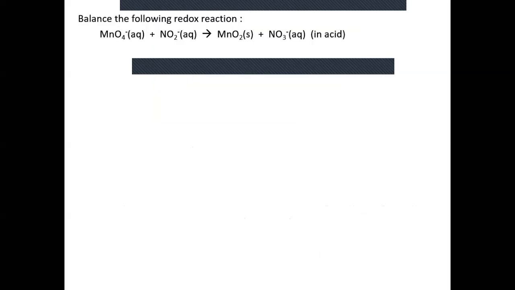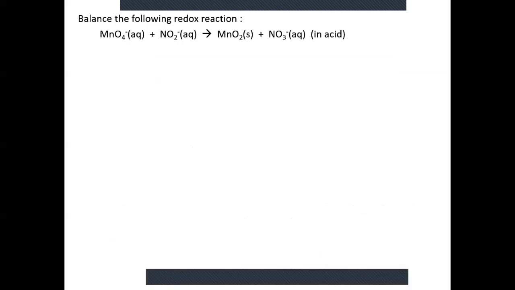So you can usually balance it in two different solutions, acidic and basic solutions. And we'll start with acidic first, because once you balance in acidic, the basic is just one extra step at the end. So here we have permanganate plus NO2 minus gives us manganese dioxide and nitrate.